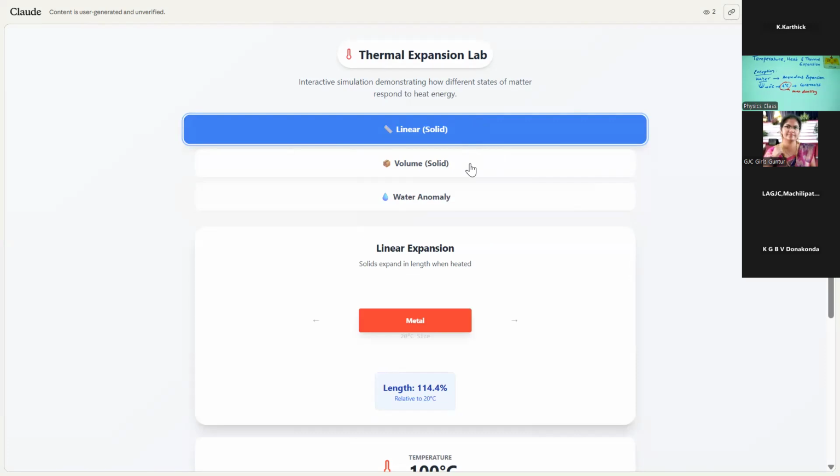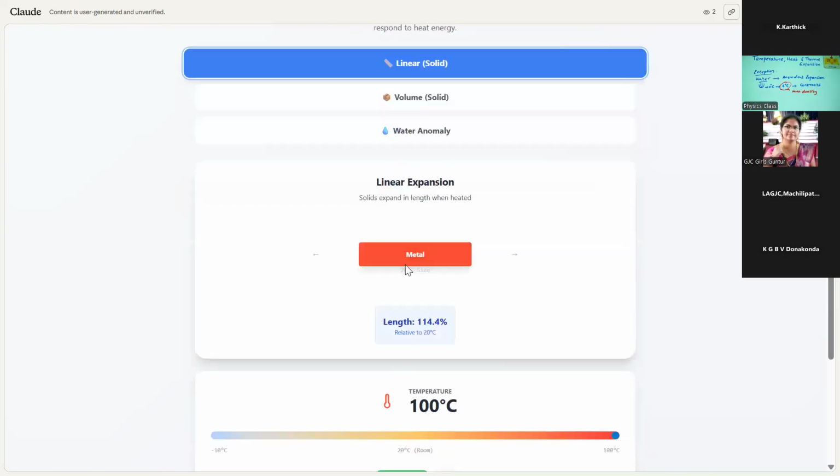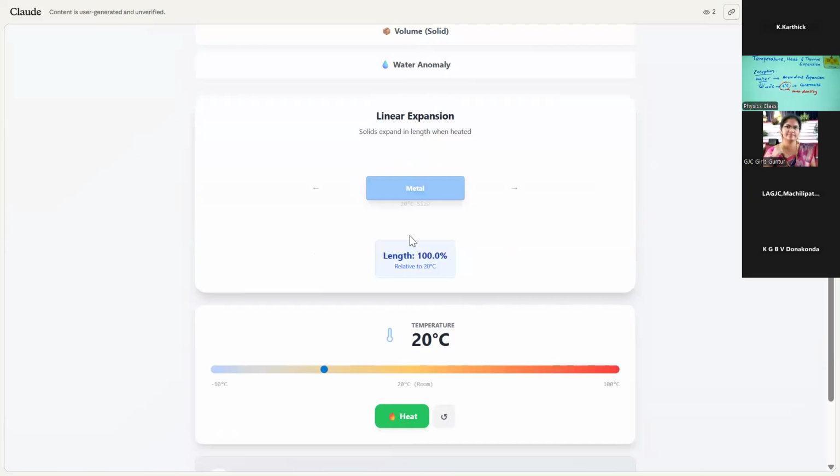First of all, linear expansion, solid. We will start with linear expansion, which is what happens when a solid material, like a metal bar, heats up and gets longer. Here you can see the metal bar at 20 degrees Celsius, length 100 percent, the reference. Now increase the heat. You can see the change in length.